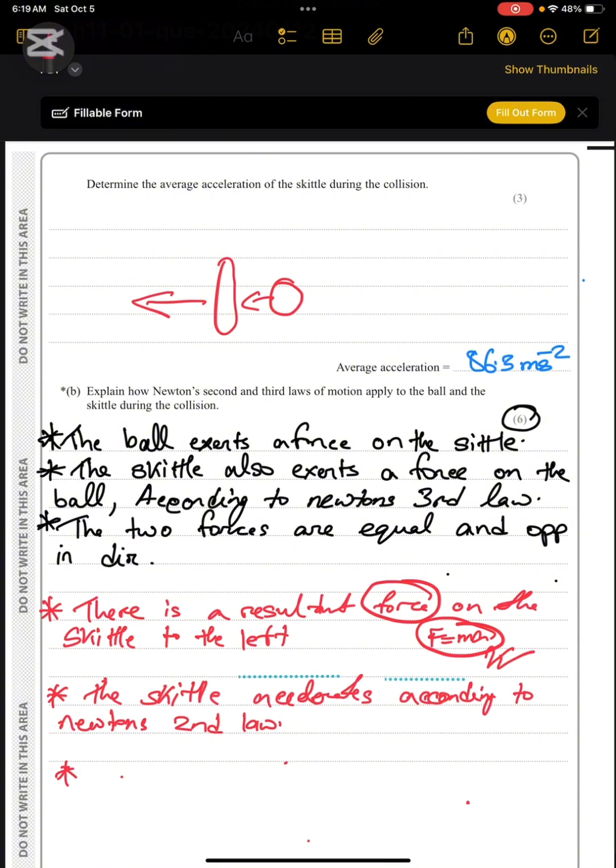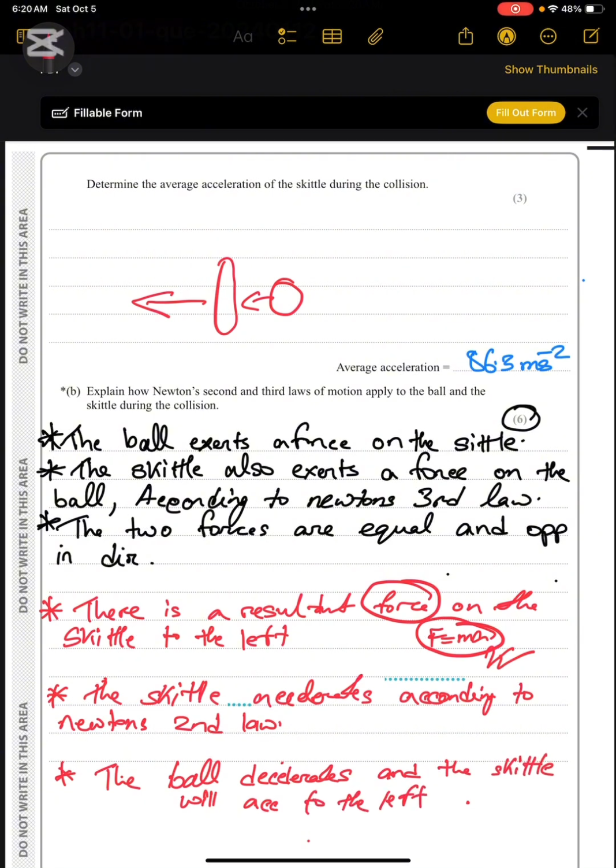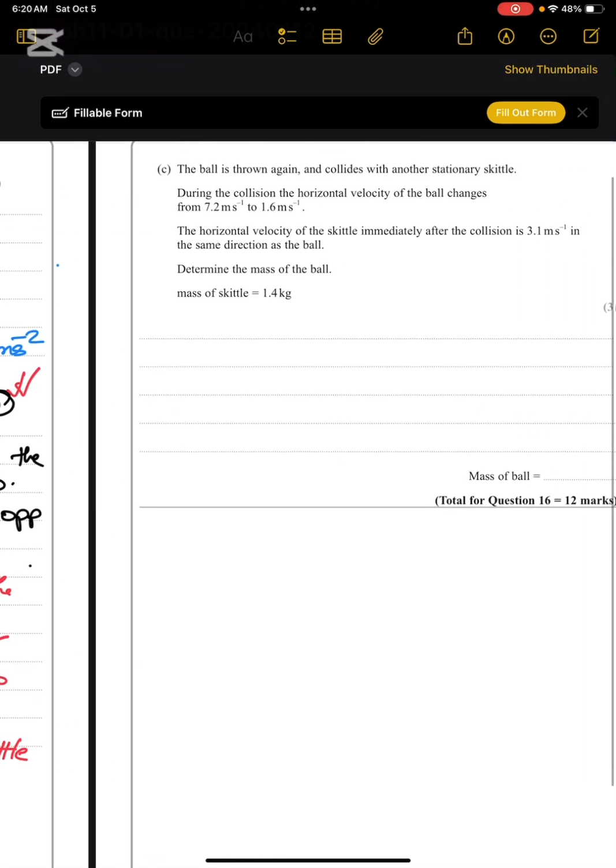And the last point will be: the ball decelerates and the skittle will accelerate to the left. So we are done with 6 points for 6 marks. Let's move forward to the next question.